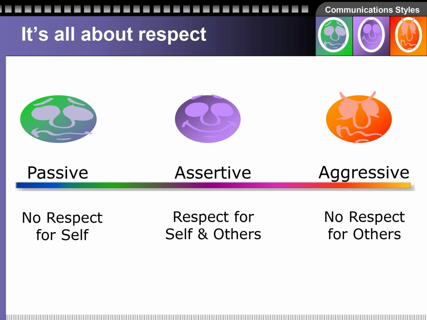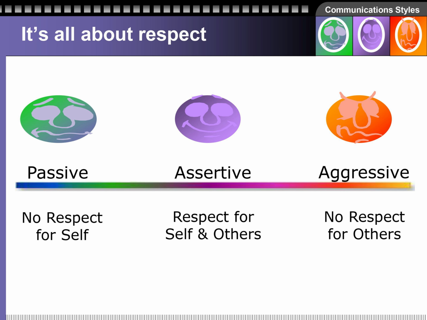Slide 4 reminds us that it's all about respect. In the realm of communication styles, respect plays a pivotal role. Let's break it down. Passive communication, represented by the unhappy emoji face, often involves a lack of respect for oneself. In passive situations, individuals may struggle to express their needs and feelings, leading to unhappiness and frustration.